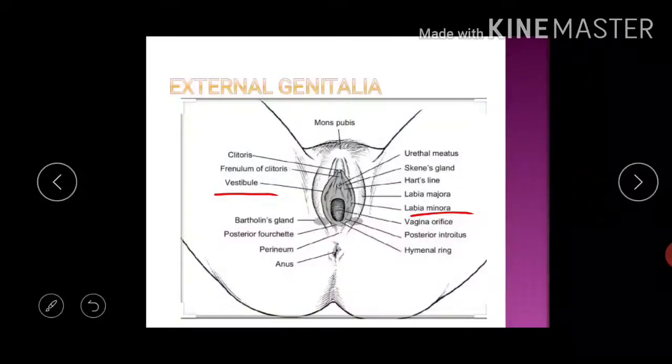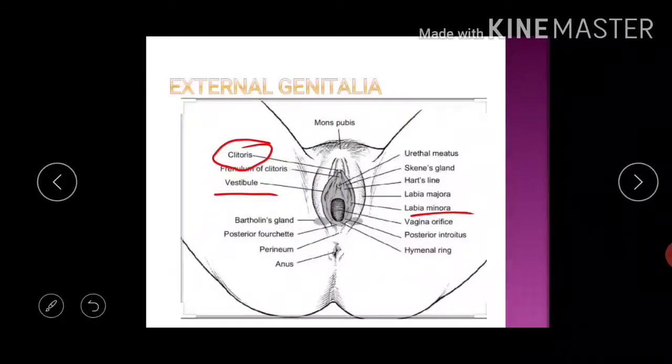The next part of the external genitalia is the clitoris. It is a small, conical and sensitive projection lying at the anterior end of the labia minora. It has a pair of erectile tissues made up of corpora cavernosa, and it is homologous to the penis. That's why it is known as the pseudopenis. Then the next part is the labia majora.